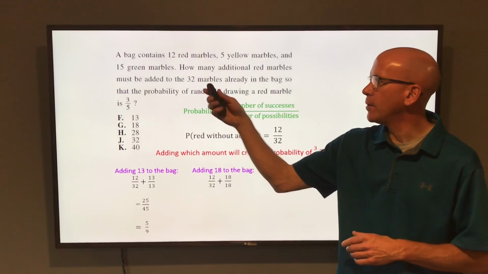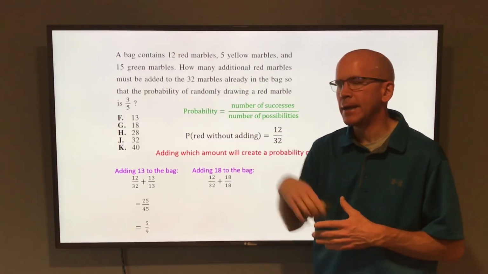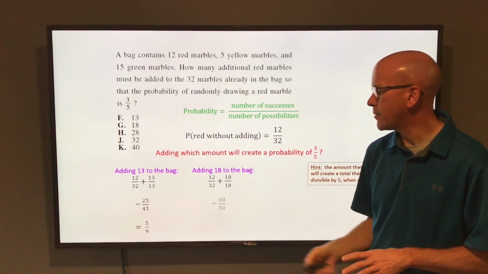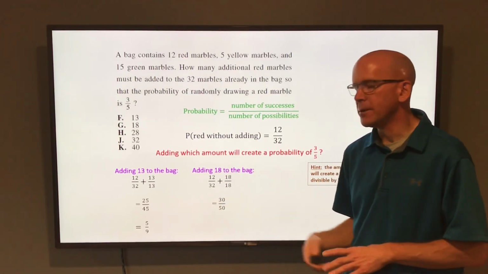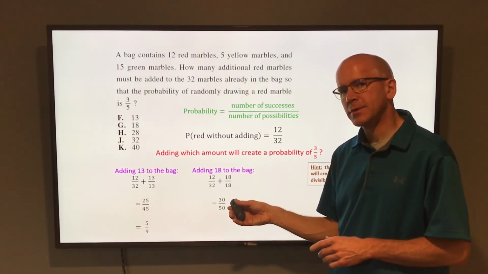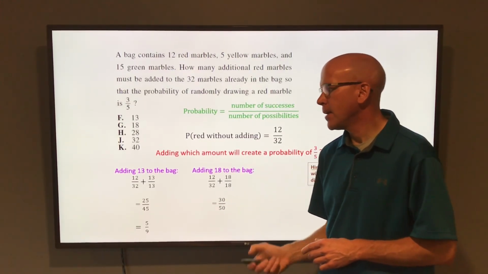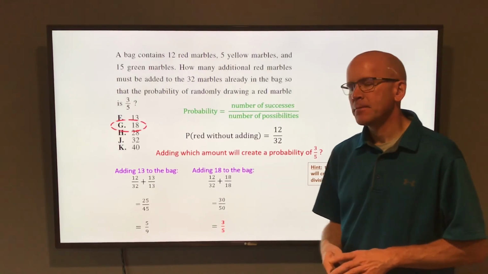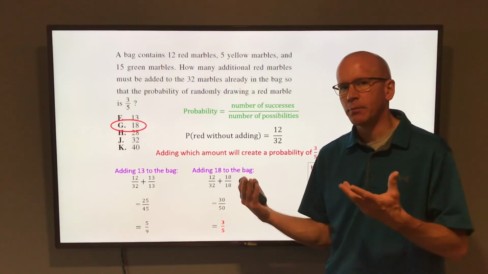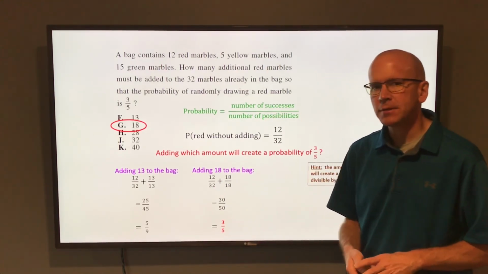If you add 18 onto the red and 18 onto the total, 18 added onto the red, it's going to be 30. 18 added on the total will be 50. Does that reduce to 3/5? Here's simple reducing. Just cancel the zeros off. That will reduce to 3/5. So letter G, 18, is the amount of red that you're adding to the bag to create a probability of 3/5 when you draw it out.